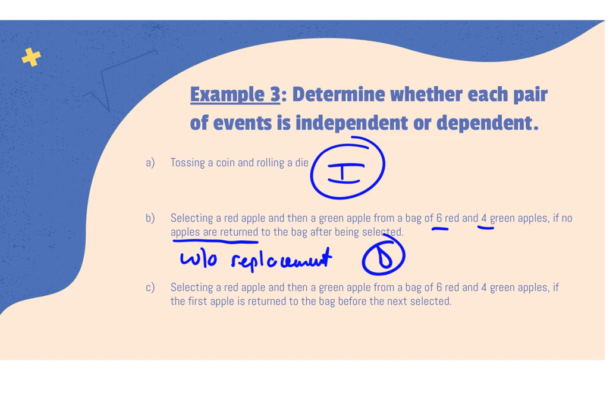And the last one is selecting a red apple and then a green apple from a bag of 6 red and 4 green. If the apple is returned, so that's with replacement. So that's going to be independent.